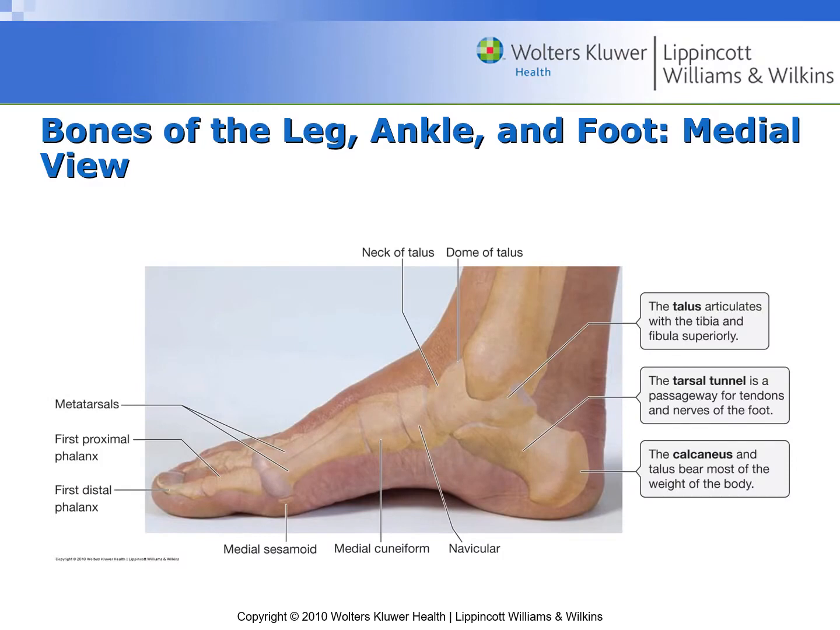And back to the medial top, we see the neck of the talus. We see the dome of the talus. Over to the right most superiorly, we see the talus, which articulates with the tibia and fibula superiorly. We see the tarsal tunnel, which is a passageway for tendons and nerves of the foot. And we also see the calcaneus and the talus, which bear most of the weight of the body.